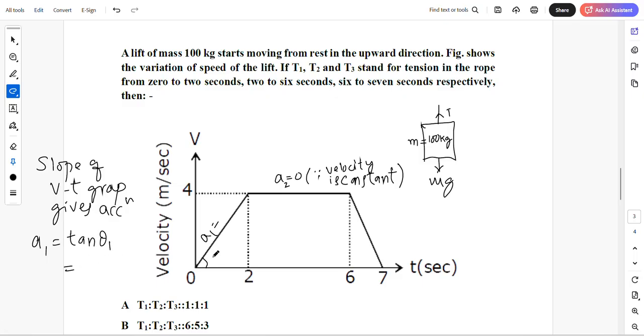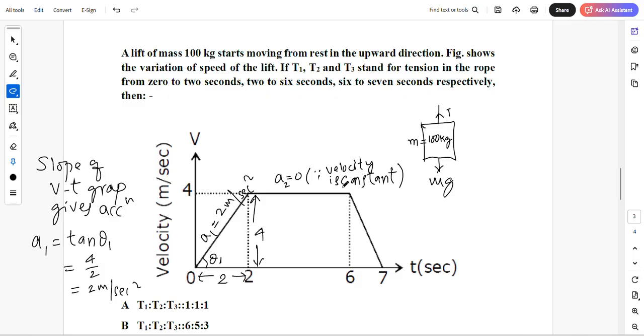Here theta 1. On the y axis this is 4, and on the x axis this is 2. Tan theta 1 is equal to 4 by 2, which is 2 meters per second square. Very good. A1 is positive, because it is accelerating, with positive slope: 2 meters per second square.